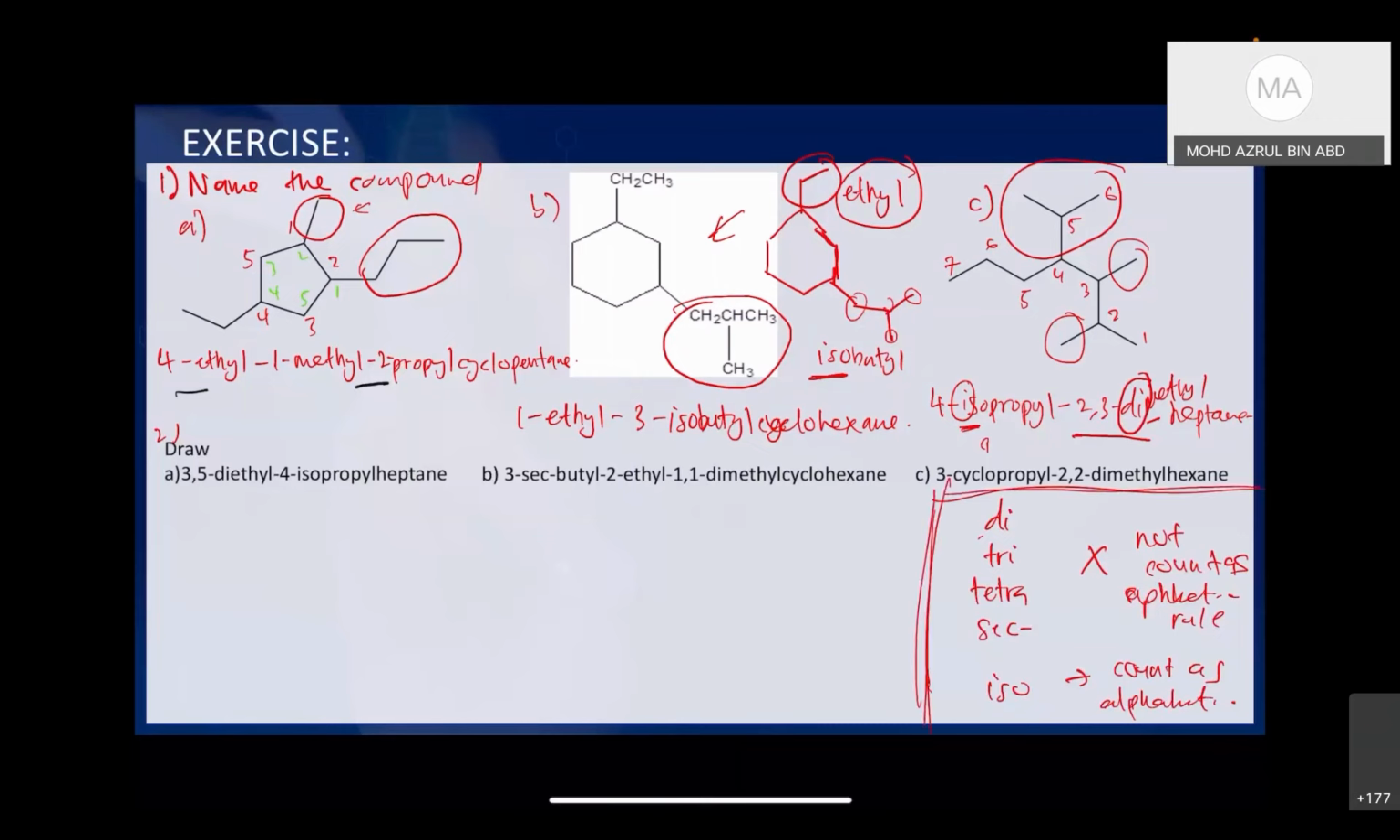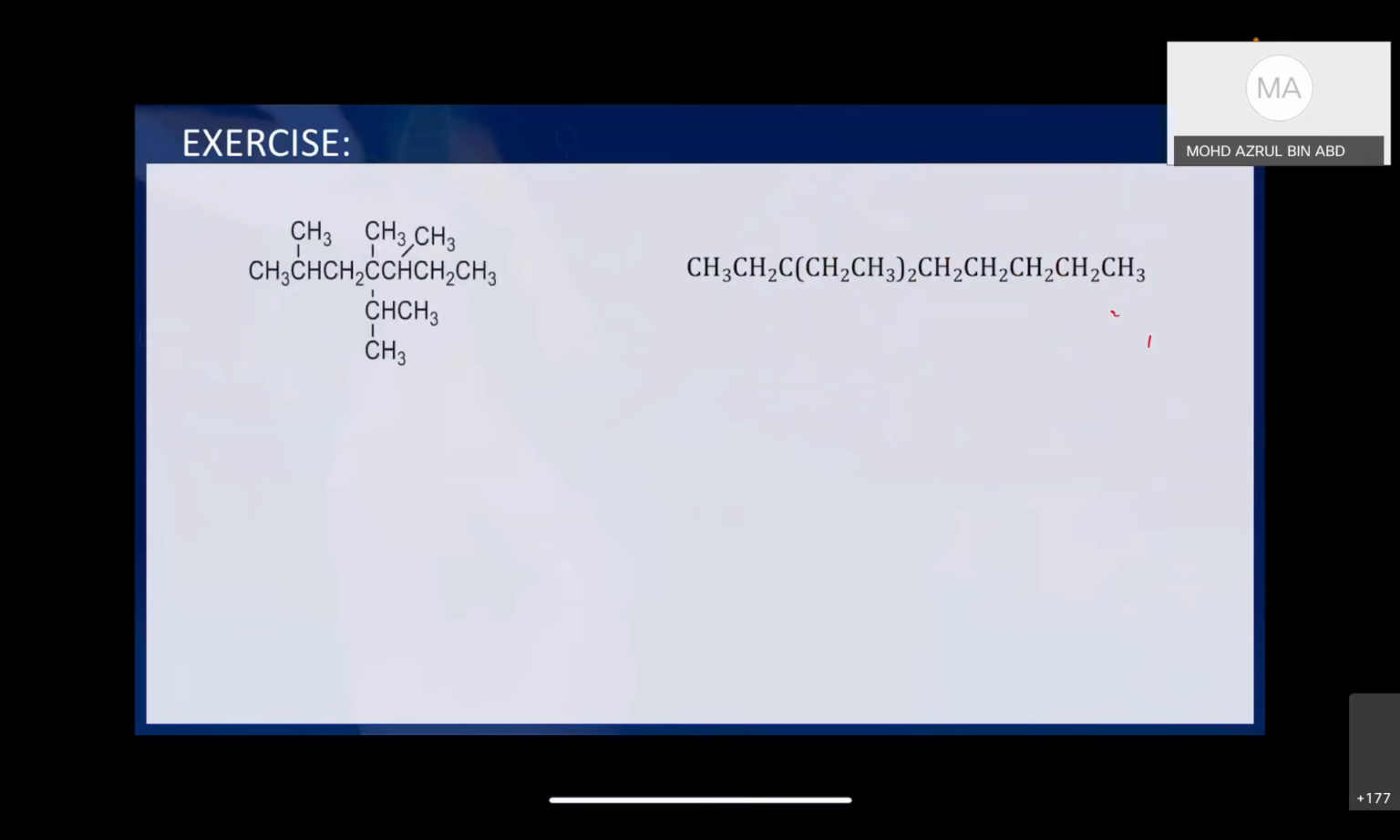Okay, alright, that's all for naming the compound. Later, after this you can try and error again with another exercise. This one I prepared also.